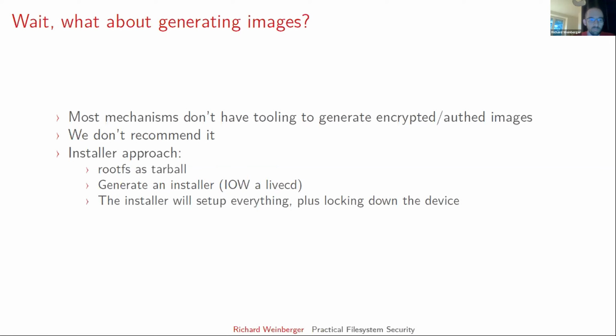What I like much more is the installer approach. You create with Yocto just a tarball of the root FS and generate an installer, and then this installer will do all the key setup and lockdown of the device, and then install the tarball. But it depends how you flash your targets later. I did already some tooling for dm-crypt to have an image offline, but it's a lot of work and I don't recommend it.